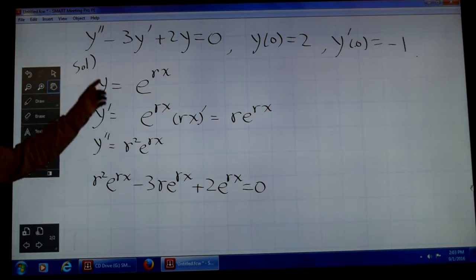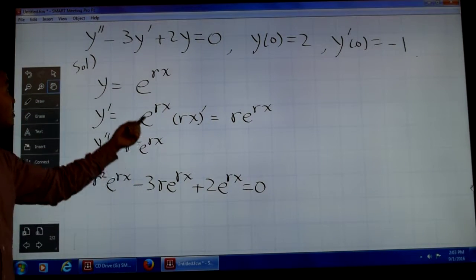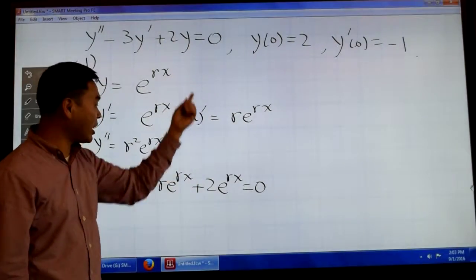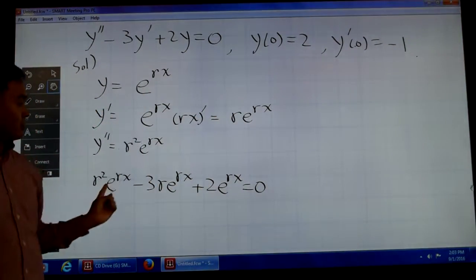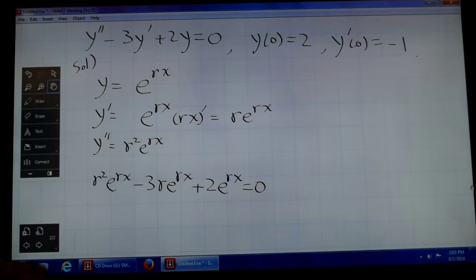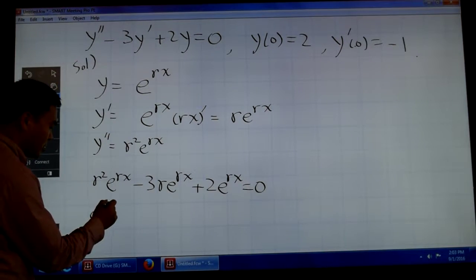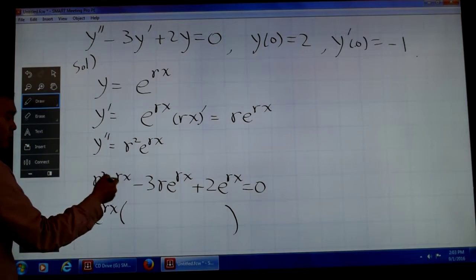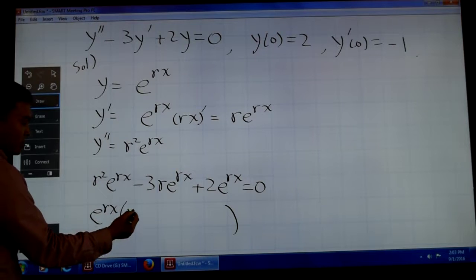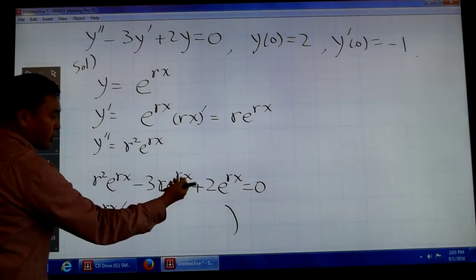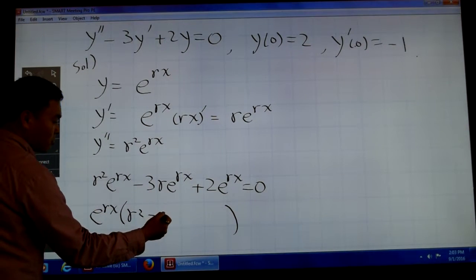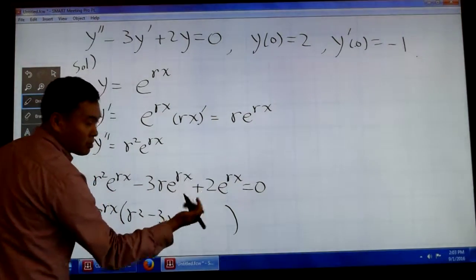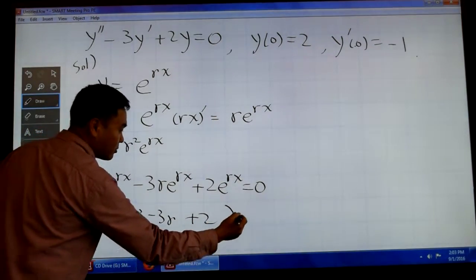So you see what I did? y double prime replaced by this, y prime replaced by this, y replaced by this, and this is what I get. I see that e to the rx is a common factor, so I'm going to factor that out. What's left then? If I take e to the rx away, r squared is left. Here, e to the rx taken out leaves you with negative 3r. If I take e to the rx out, 2 is left.